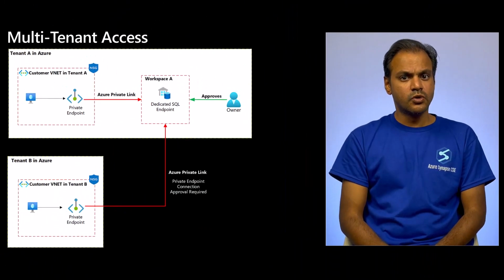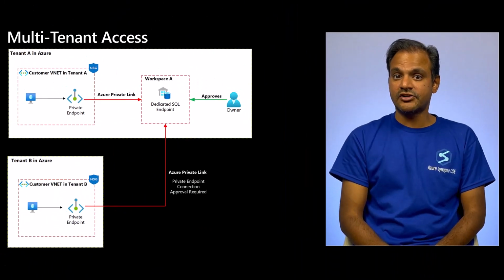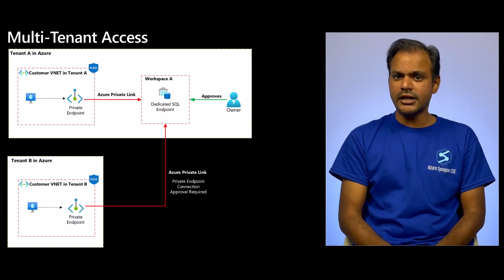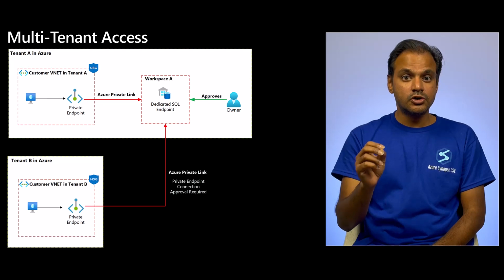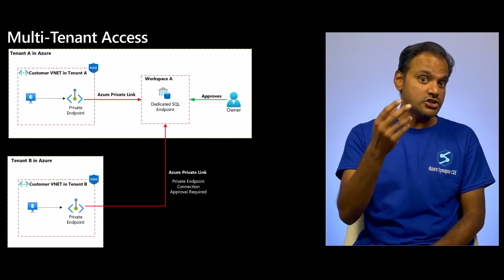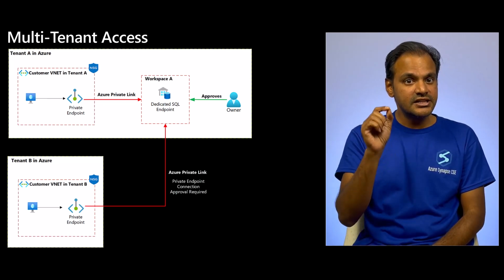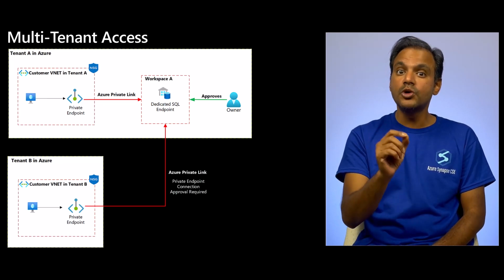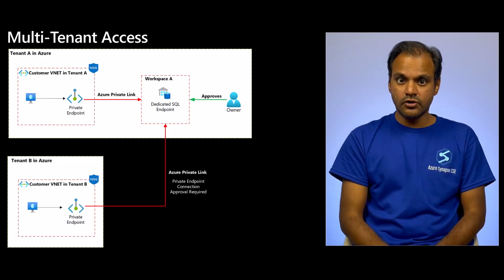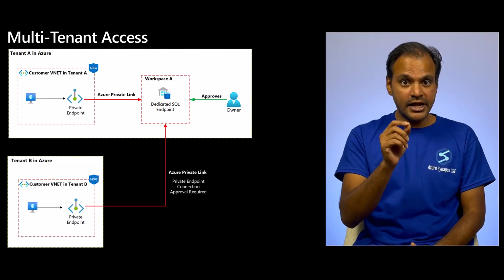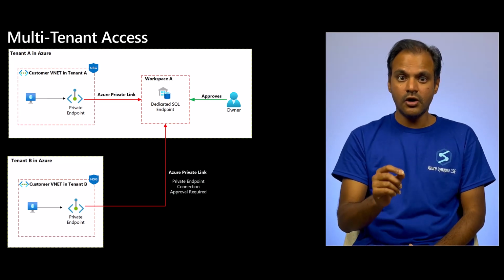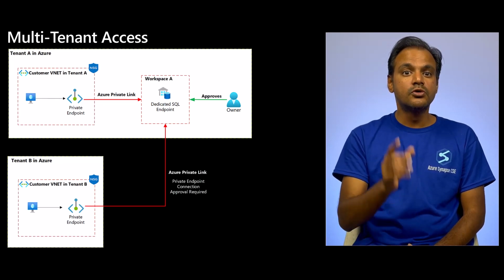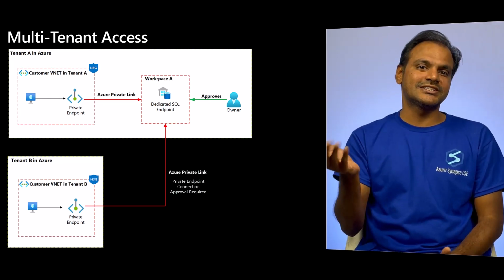Private Link works across Azure Active Directory tenants and regions. So it's possible to create private endpoint connections to Synapse workspaces across tenants and regions. In this case, it goes through the private endpoint connection approval workflow. The resource owner controls which private endpoint connections are approved or denied. The resource owner is in full control of who can connect to their workspaces.